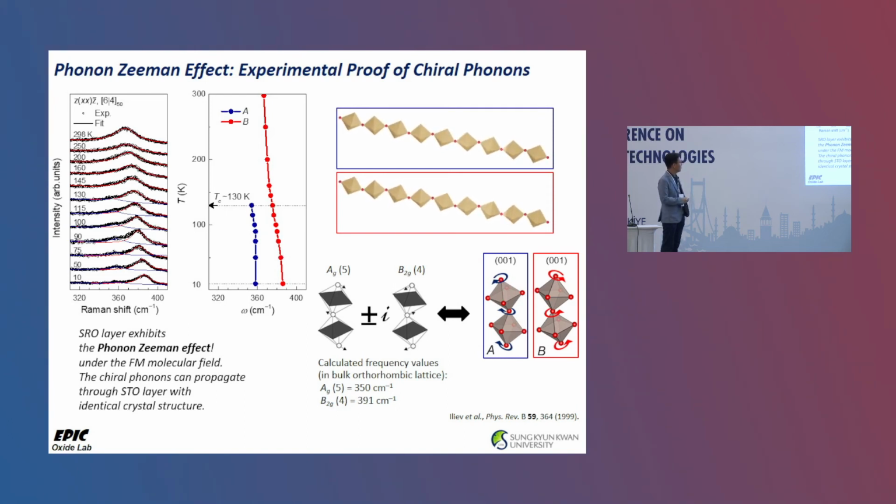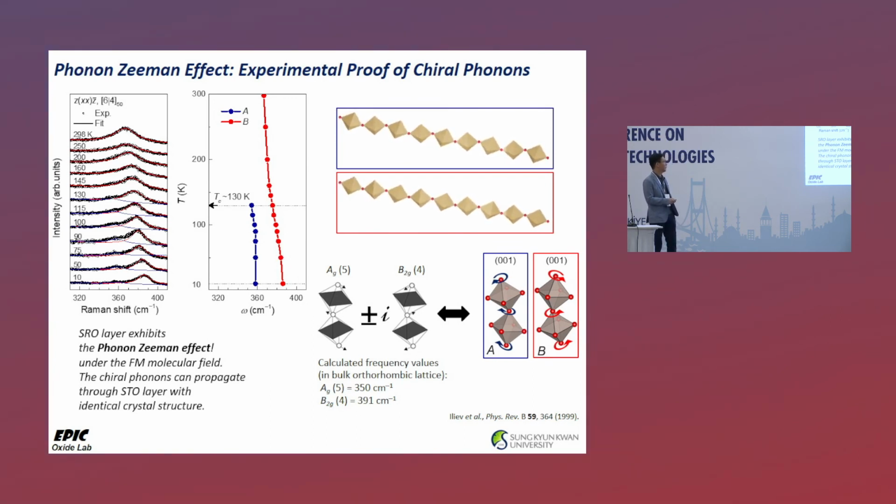But as you go lower in temperature, at 10 Kelvin or 50 Kelvin, you can see that there are two peaks. And if you look at this behavior, you more or less see the splitting of this peak at about 130 Kelvin. So what we think is this is the reminiscence of the phonon Zeeman effect, because there isn't any structural transition across this ferromagnetic transition temperature.